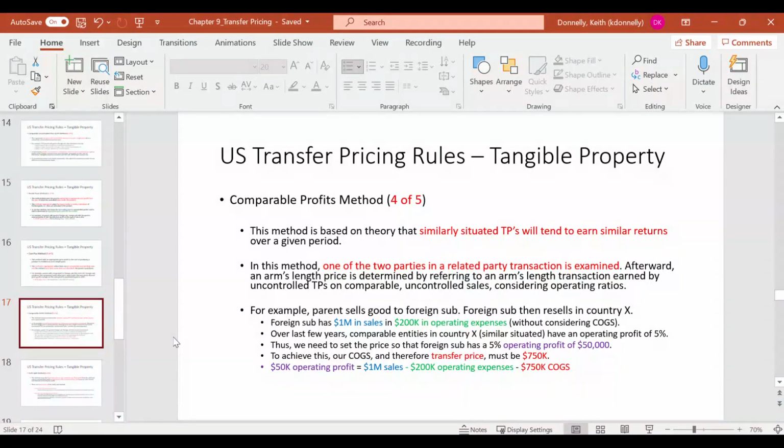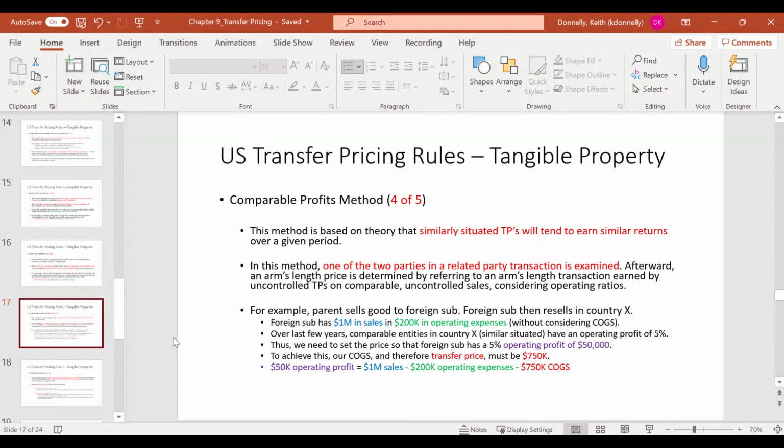Let's see what that means through an example. We have a parent who sells a good to a foreign sub. The foreign sub then resells it in country X. Looking at the foreign sub, it has $1 million in sales and $200K in operating expenses. Over the last few years, comparable entities to this foreign sub in country X have an operating profit of 5%.